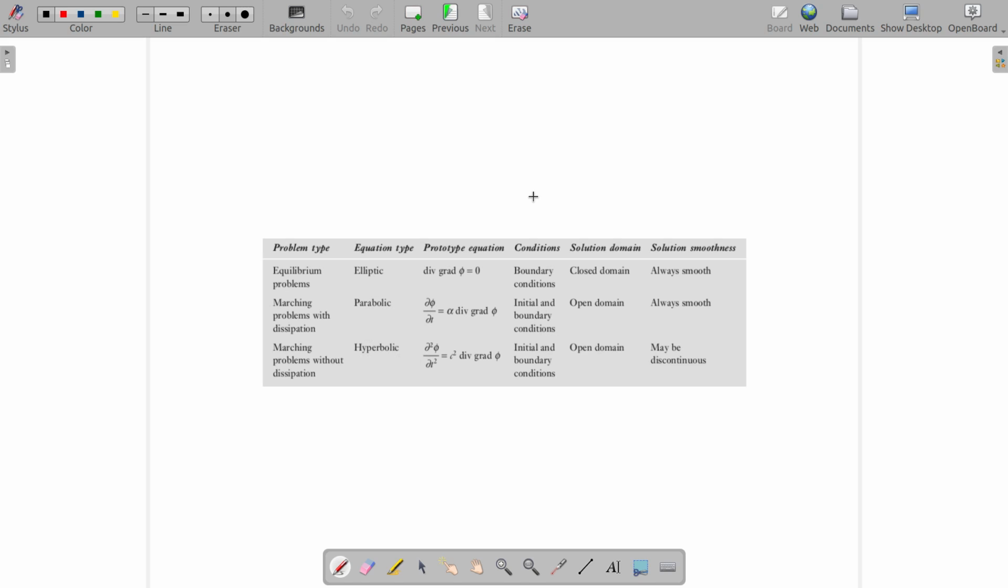and the solution is always smooth. And you have the parabolic equations next. The prototype equation, which we have discussed already, requires initial and boundary conditions, and the hyperbolic equation requires initial and boundary conditions. The solution domain is open, and for hyperbolic equations there may be a possibility of a discontinuous solution.